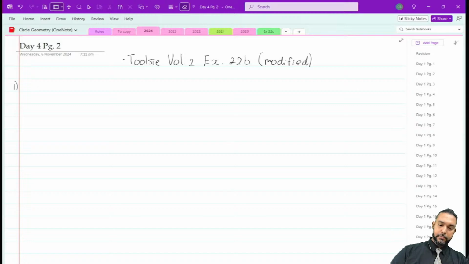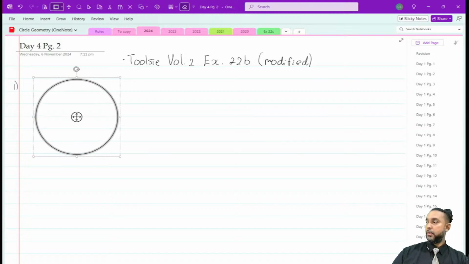Question 1. So we're going to be dealing with a circle. Well, hold on. Am I? Yeah, I am. 1, 2, 3, 4, 5, 6. Okay, cool. So we have center O.